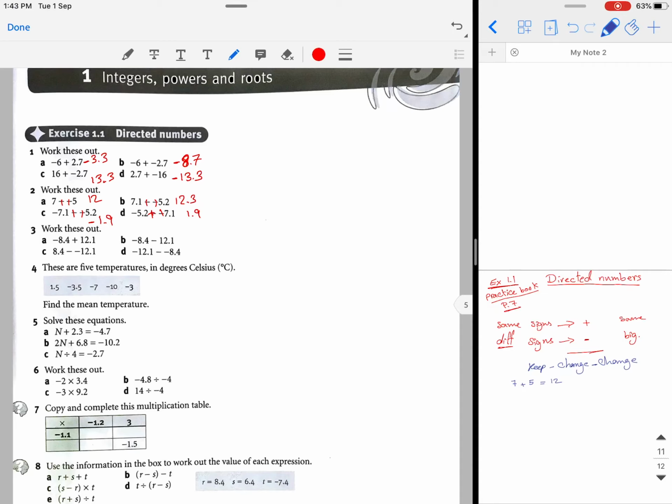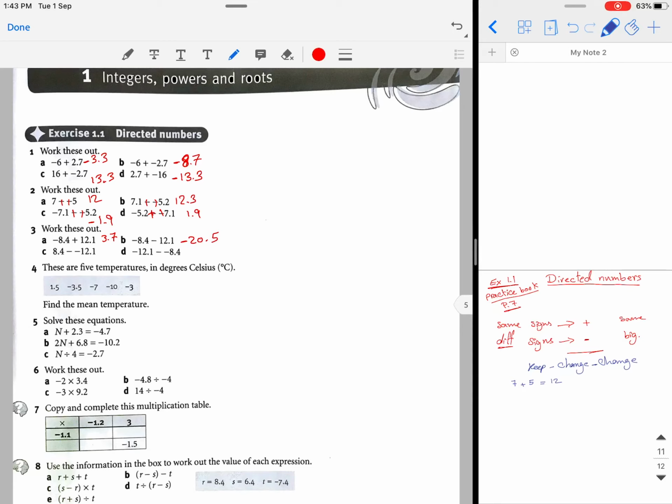Next one, number A, negative and positive, so I will do subtraction. 12.1 minus 8.4, it's 3.7. Okay, and of course it's positive, because the bigger one is positive. Number B, negative 8.4 minus 12.1. So minus, so make addition. 8.4 plus 12.1, it's 20.5, and keep the sign the same.